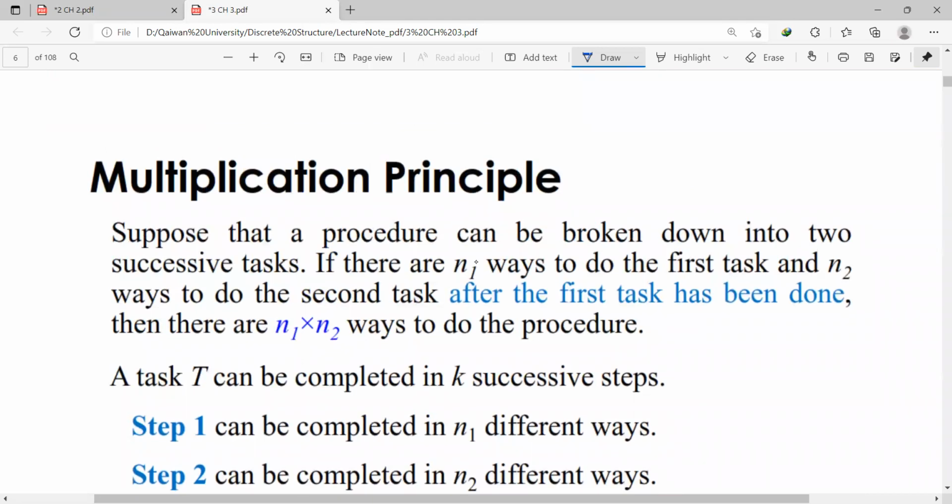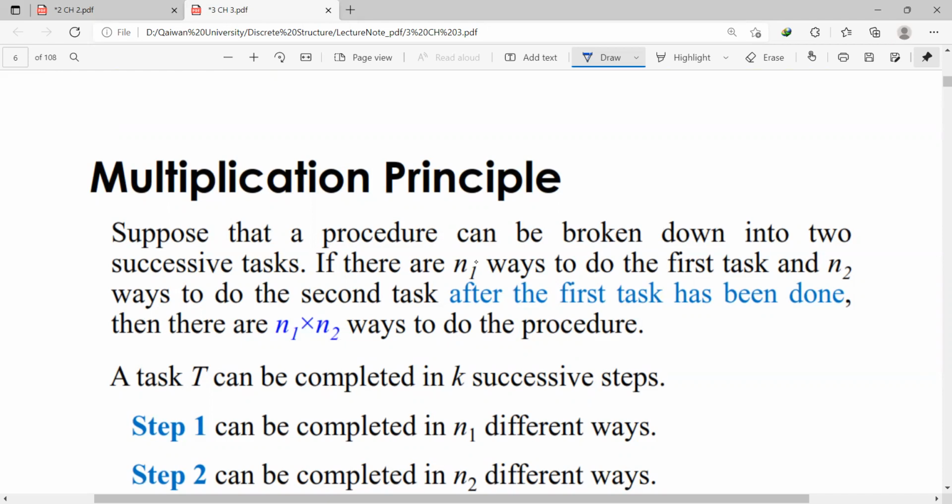Now we have the multiplication principle. In the multiplication principle, you should recognize whether the problem is solved by the addition principle or the multiplication principle. For the addition principle, we said if we have two or more independent tasks, if the tasks are independent of each other, in that case we use the addition principle.